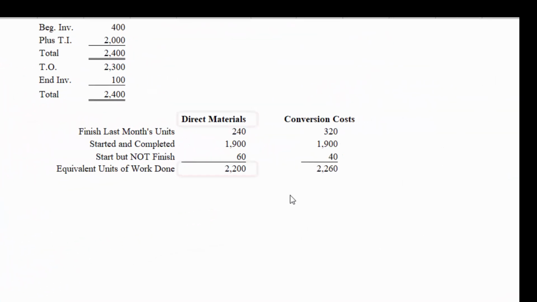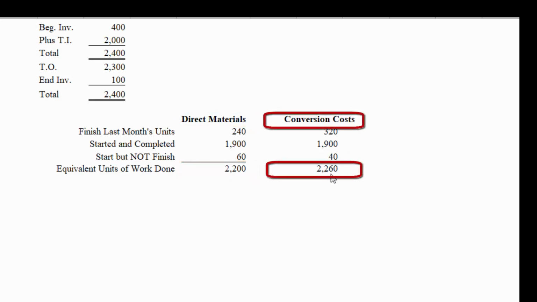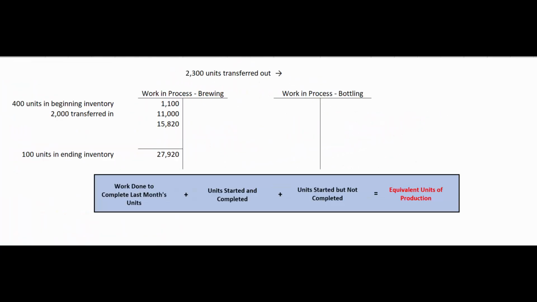So now we know how much work we did. We did 2,200 equivalent units worth of work as far as materials go, and 2,260 units worth of work as far as conversion costs go. Because remember our formula, the equivalent units of production is equal to work done to complete last month's units, plus units started and completed, plus units started but not completed.